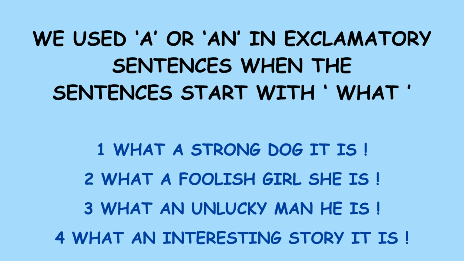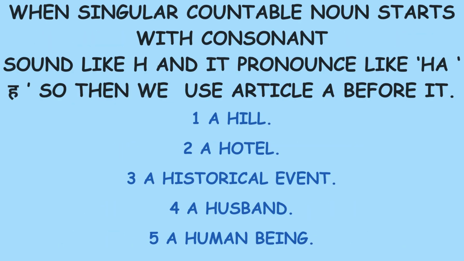We use article a or an in exclamatory sentences when the sentences start with what. For example, what a strong dog it is. What a foolish girl she is. What an unlucky man he is. What an interesting story it is.